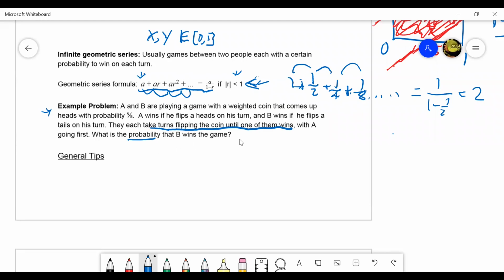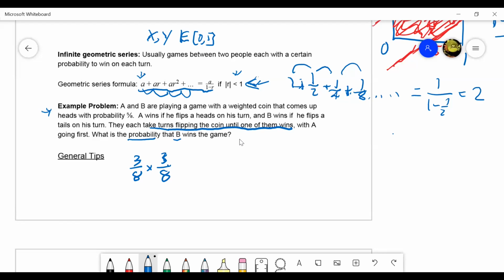And yeah, so the way you would do this would be to find all the ways B can win. So B wins if A does not flip a heads first. So that's 3/8 times B flipping a tails, which is also 3/8. And this is the probability he wins on his first turn.